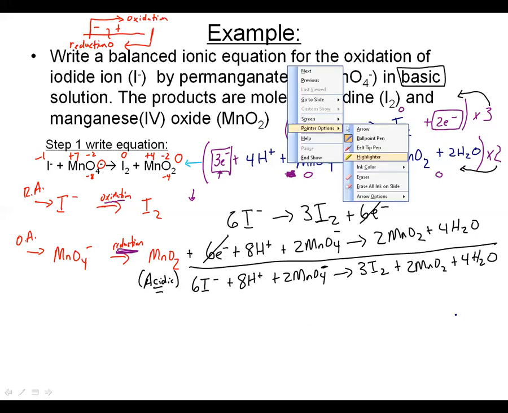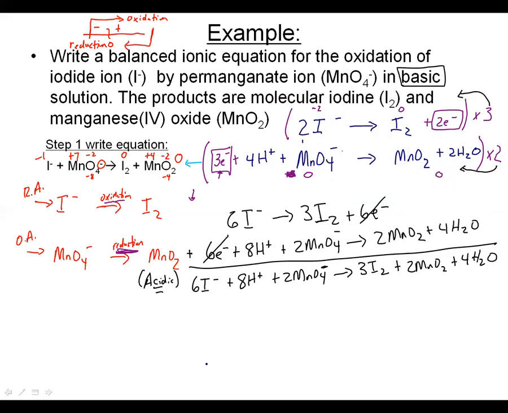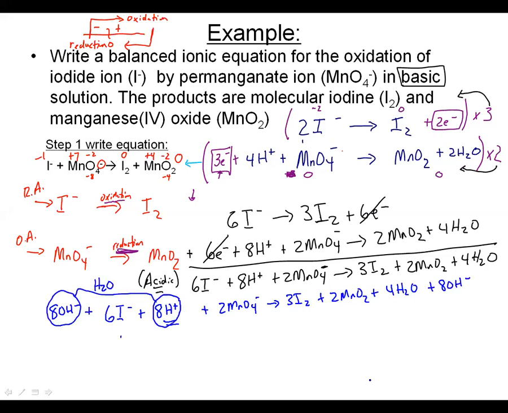So really the difference between acidic and basic is not that much. You pretty much can do everything just like we did in acidic conditions. And now you can balance it for basic. So again, to balance it for basic, what I'm going to do is just rewrite the equation. 6 I minus plus 8 H plus plus 2 MnO4 minus. When we do basic, we add OH minus to both sides to cancel the H plus. Now you have H2O on the left and OH minus on the right, 4 of them.